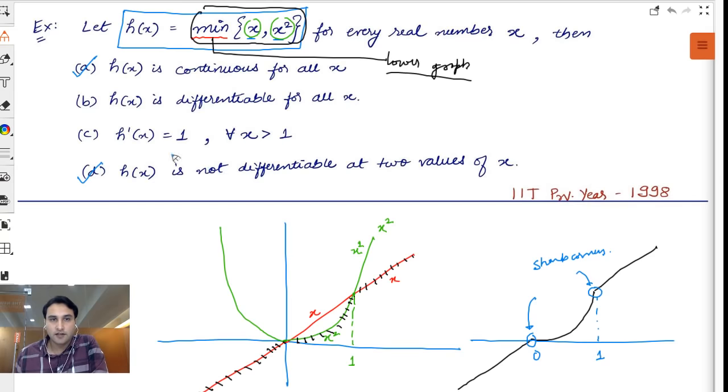Cool. Third, h dash x equal to 1 for all x greater than 1. You see, for all the x greater than 1, what is the slope of this graph? It is a straight line, y equal to x here. So its slope is always what? 1. Or the differentiation of the function beyond 1 is always 1. C is the correct option. Got it? Clear? Makes sense, guys?